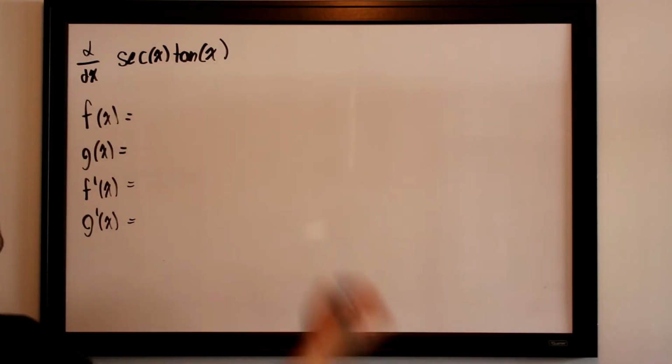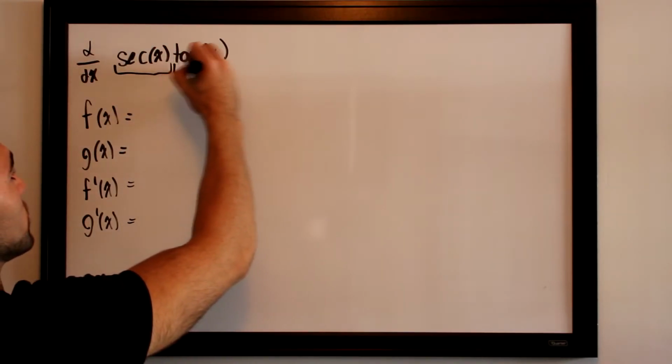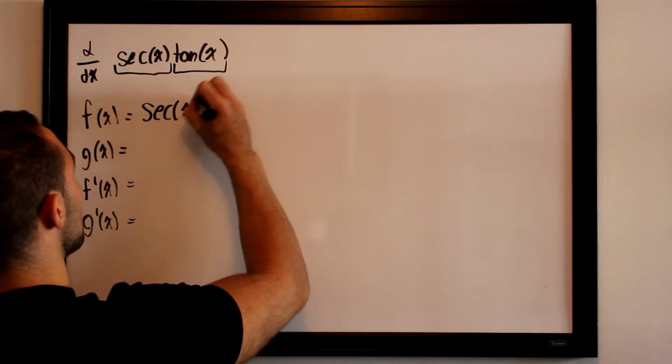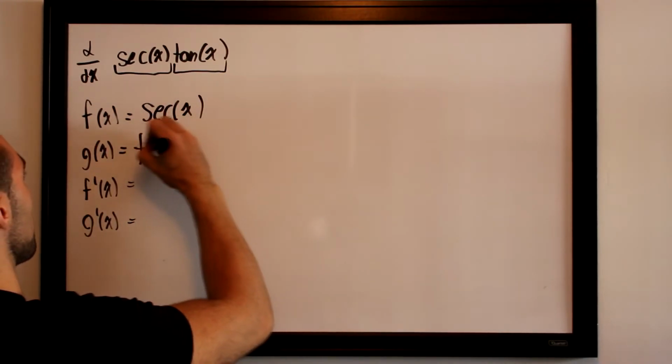So we want to split this up into two easily differentiable functions, which is secant of x and tangent of x. So our f will be secant of x, and our g will be tangent of x.